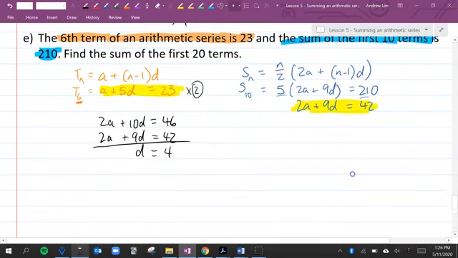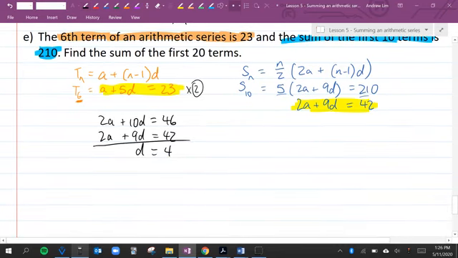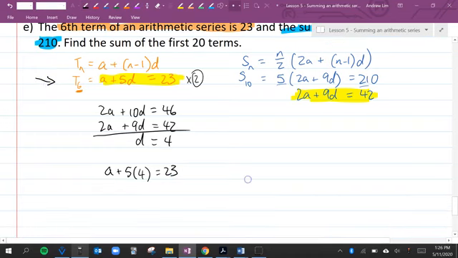Now I can use that, sub it in, work out a. a plus 5 lots of 4 is equal to 23. I just used this one. So a plus 20 is 23, a is equal to 3.